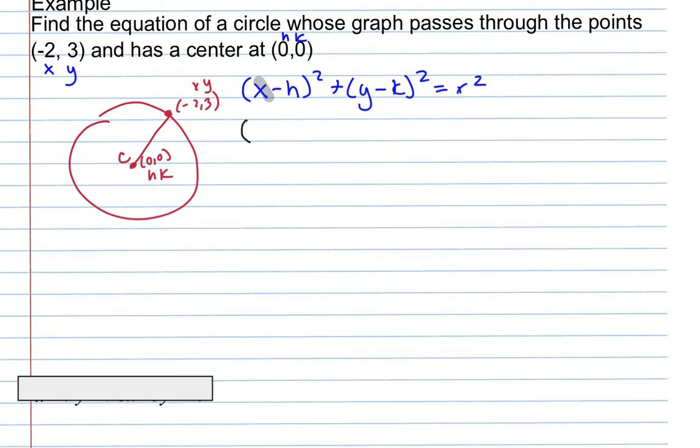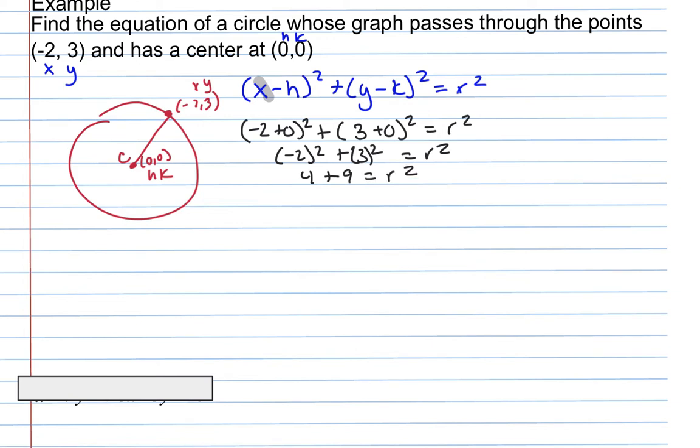So we know that x is -2. We know that h is 0. We're going to square that. Our y is 3. Our k is 0 squared. And we're going to find r squared. So this becomes -2 squared plus 3 squared equals r squared. We have 4 plus 9 equals r squared. Then we get that 13 is equal to r squared. This is what we're trying to find.